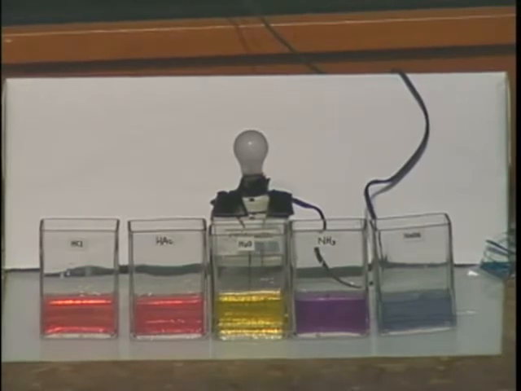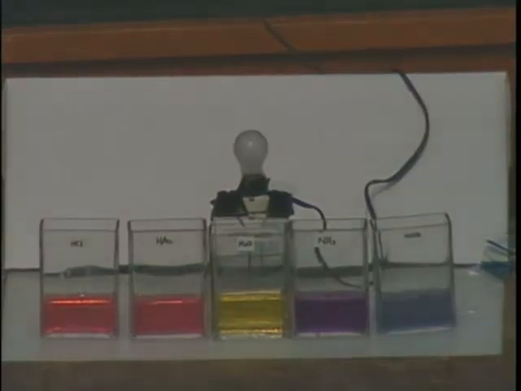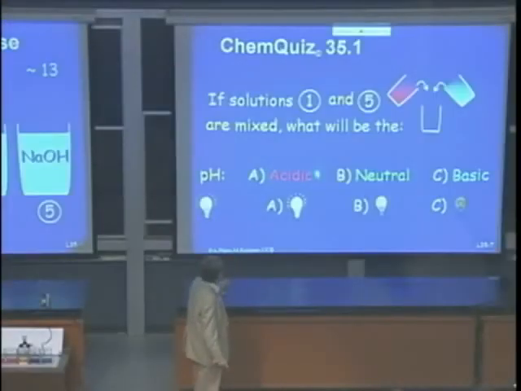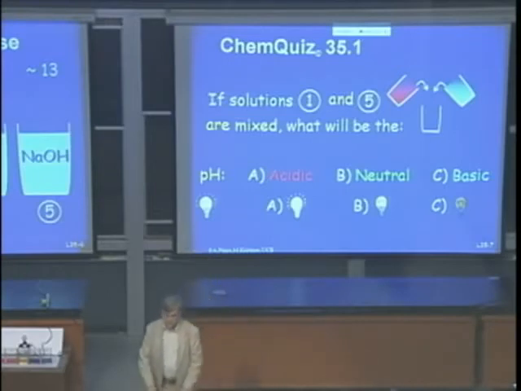So this is what happened here, and this is what happened here. I leave you that here. So we mix now solutions 1 and 5. 1 is the HCl and the sodium hydroxide. And I ask you the first question: will it be acidic, neutral, or basic? Why don't you give me your answer, please?